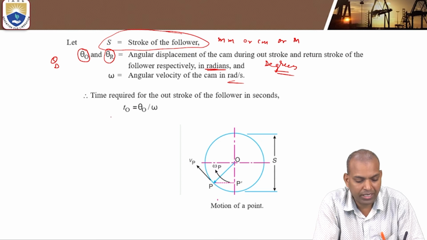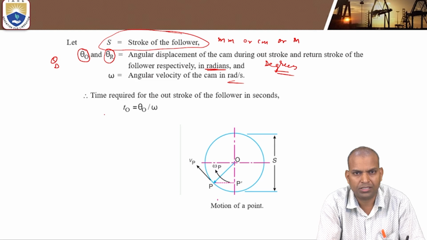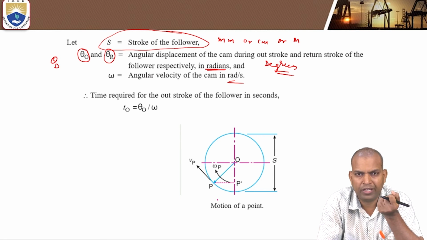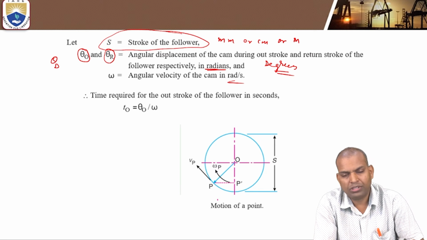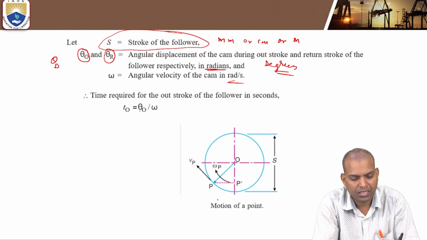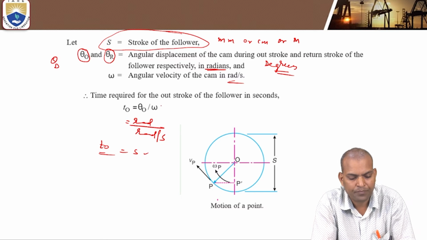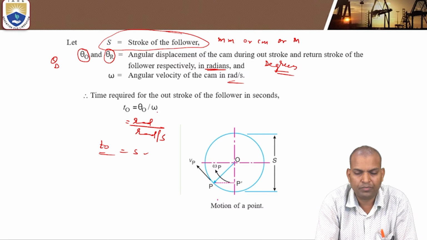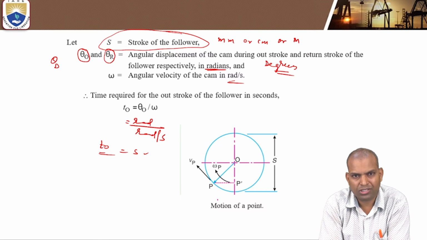Now, the time required for the outstroke of the follower. We are considering outstroke first, next the return stroke calculation. During outstroke, what is the displacement, what is the velocity, what is the acceleration of the follower? Now we are considering the outstroke position. The time required for outstroke of the follower in seconds is T O equal to theta O by omega, where theta O is in radians and omega is in radians per second. Then by dimensional homogeneity, T O is in seconds. T O equals theta O by omega: how much angular rotation of the cam for a particular angular velocity.